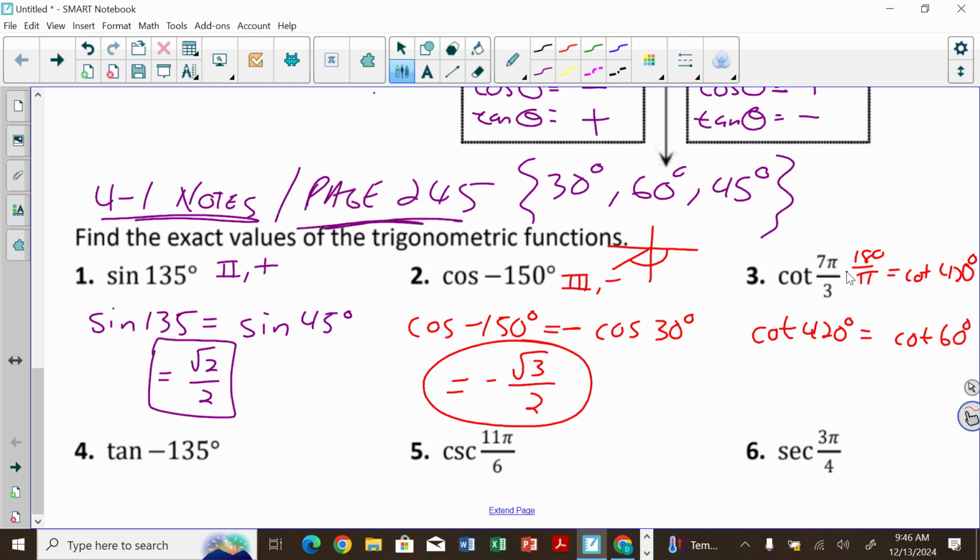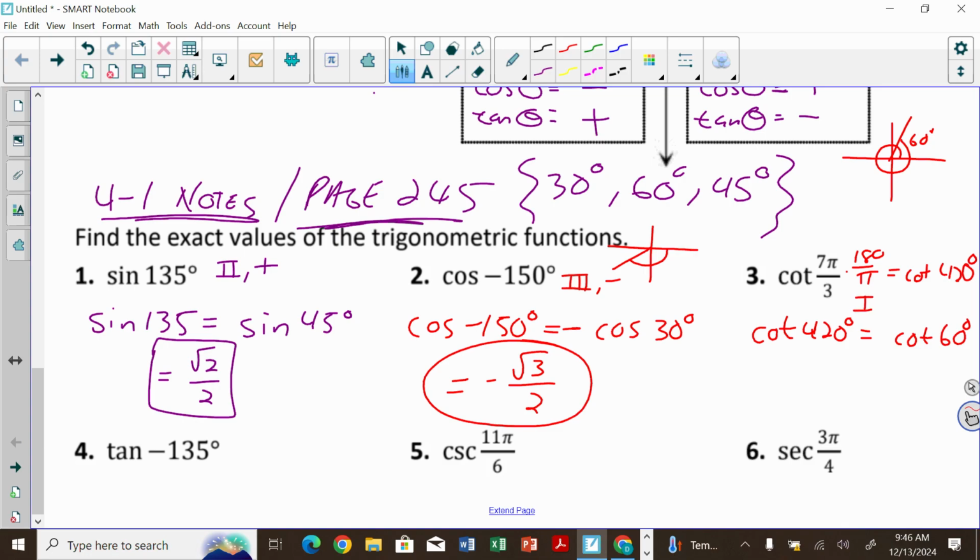Now, if I'm looking at this angle, 420 degrees, I'm going all the way around, which is 360, and then I'm going another 60. So that's how I'm getting that reference angle of 60 degrees. Now I'm dealing with cotangent, so I'm in quadrant 1, right? So quadrant 1.